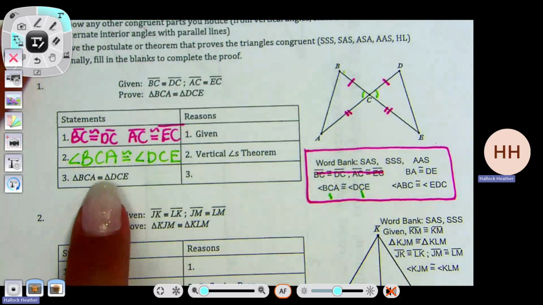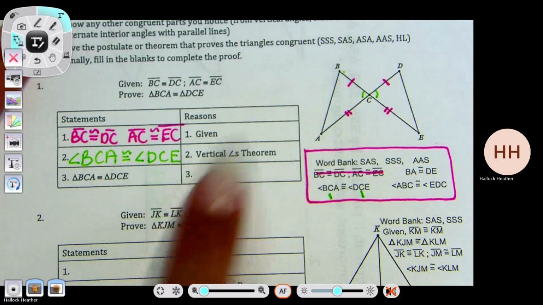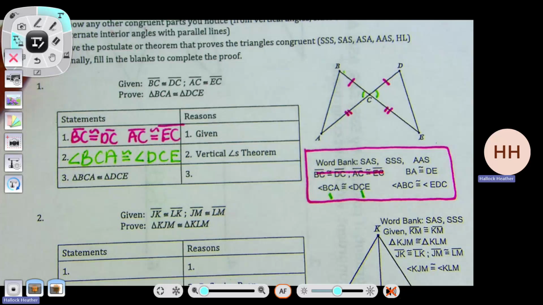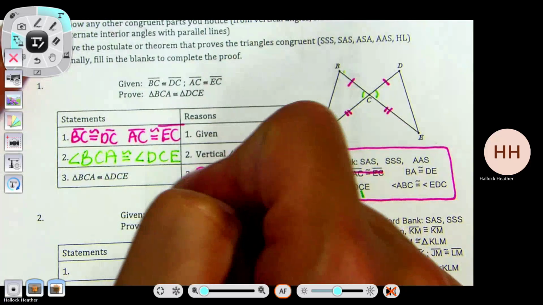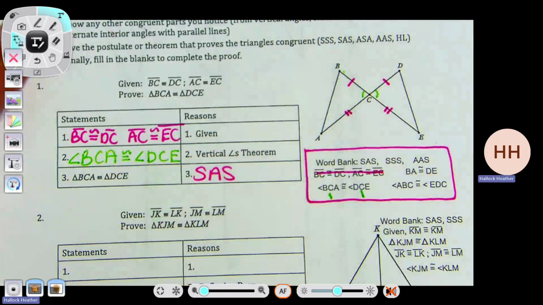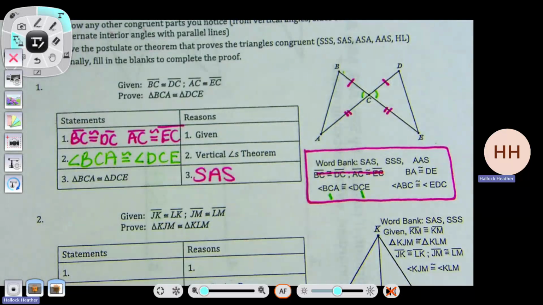Based on my markings, because I marked it, how do I know the triangles are actually congruent? SAS, side, angle, side. Try number 2. You have a word bank. You have to put your markings in your picture.